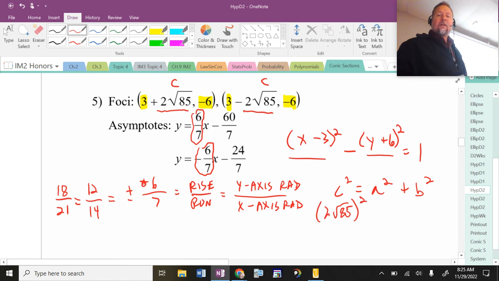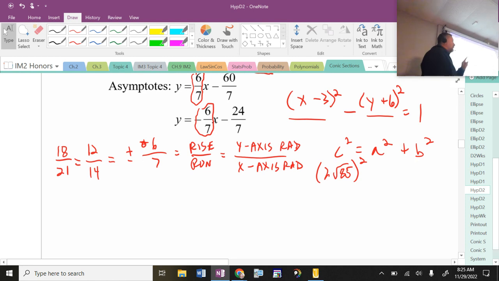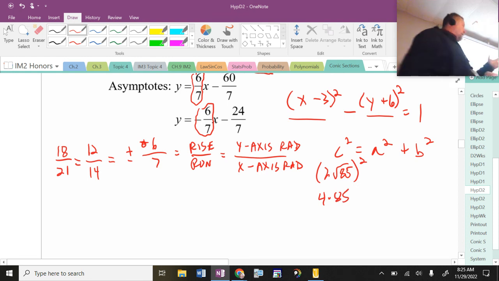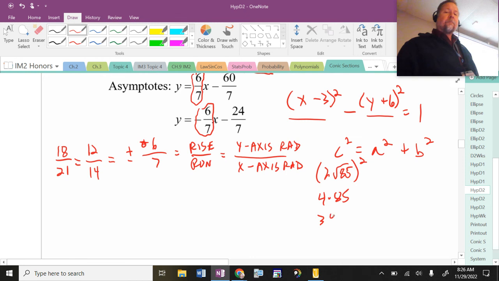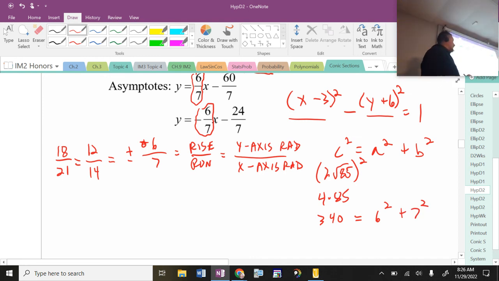The very first thing I'm going to do is square 2 root 85, which is 4 times 85. 4 times 85 is 320 and another 20, so is that 340? I really have to get this right. 4 times 80 is 320, and 4 times 5 is 20. So does 6 squared plus 7 squared equal 340? Yes or no? No way. It's not going to be big enough.